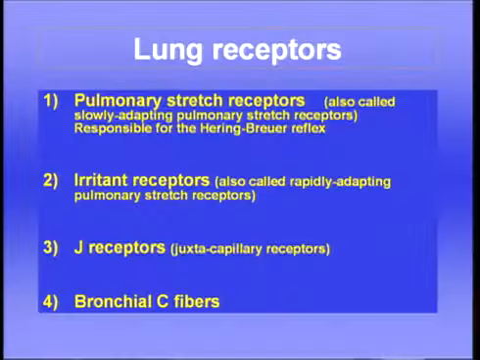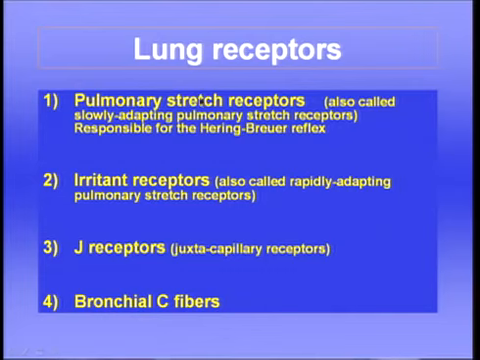Now, in addition to the chemoreceptors, ventilation is affected by lung receptors. And there are several of these, and they're listed here. First of all, there are the pulmonary stretch receptors. Now, the ends of the receptors themselves are probably in the wall of the airways, and they respond to the increase in volume of the lung. Some people call these slowly adapting pulmonary stretch receptors. Sometimes you'll see that term rather than stretch receptors.